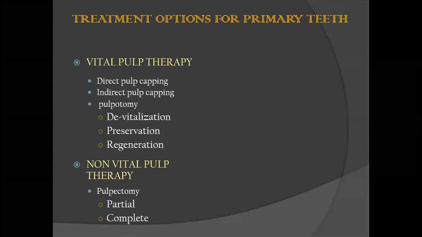Broadly, the treatment options for the primary tooth are vital pulp therapy and non-vital pulp therapy. In vital pulp therapy, there can be direct pulp capping, indirect pulp capping, and pulpotomy. In non-vital pulp therapy, it can be pulpectomy, complete or partial. I think those have been covered during your classes.